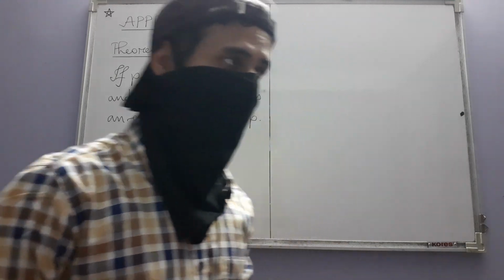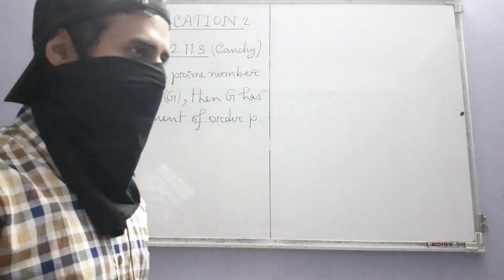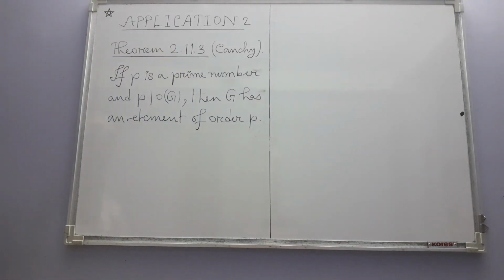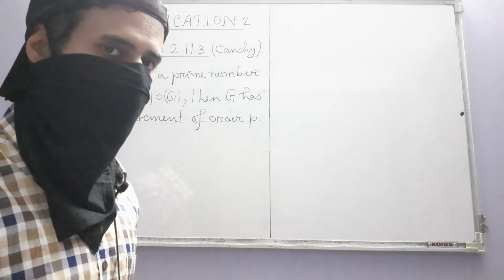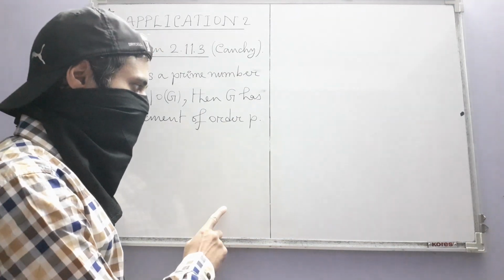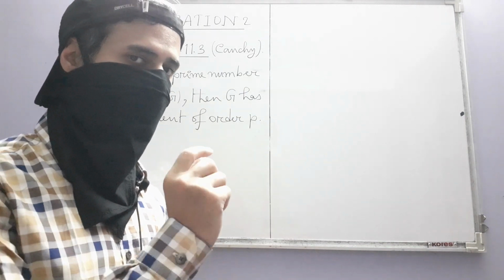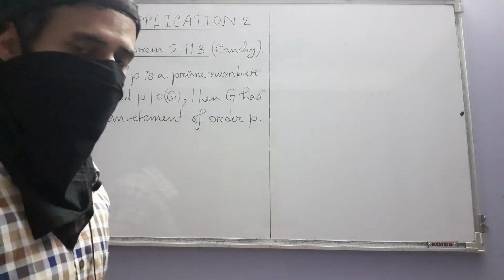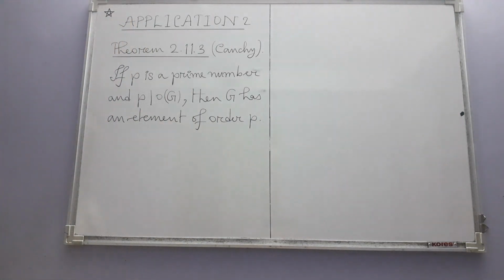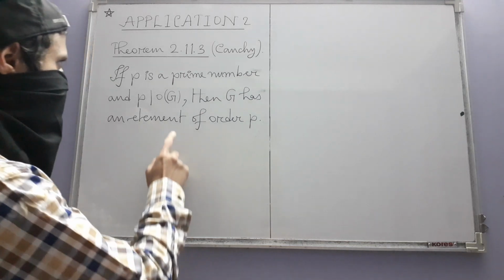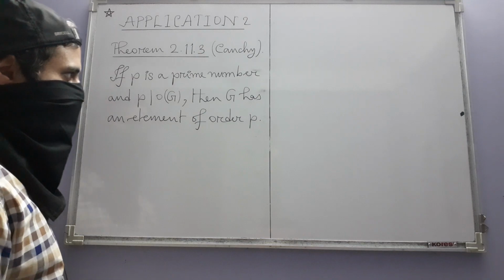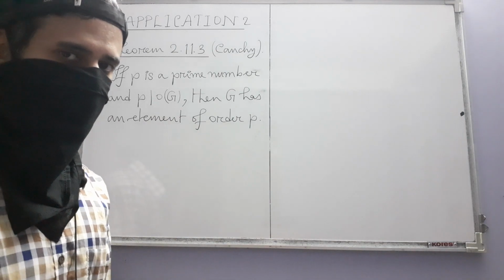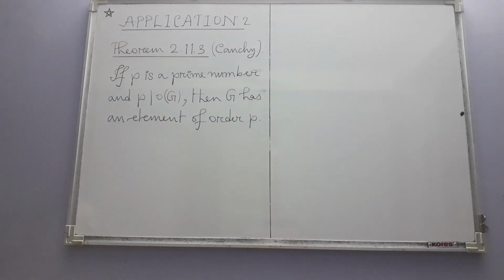Alright, so let us now see application 2, the second application of the class equation of a group. So this is the general Cauchy's theorem. You remember we proved Cauchy's theorem for abelian groups at the end of the section on homomorphisms. Here the group is not necessarily abelian. It may be non-abelian also, but it's a finite group, of course, whose order is divisible by some prime number p. Then, just like before, G must have an element of order p. So let us now see how this can be proved.